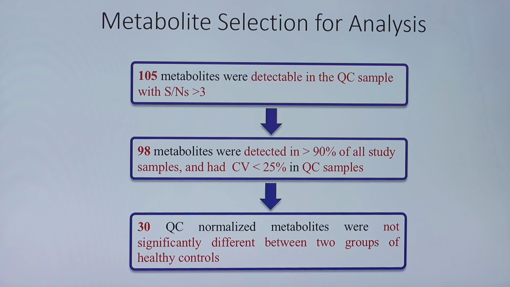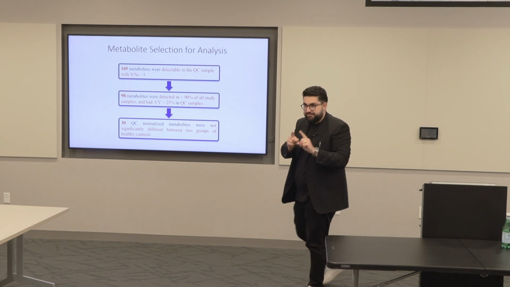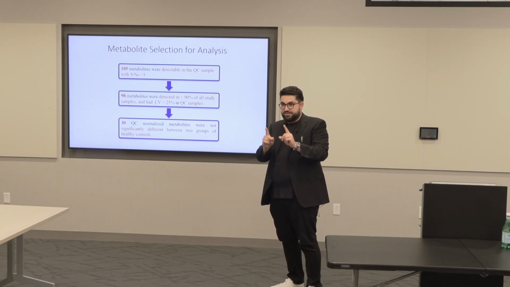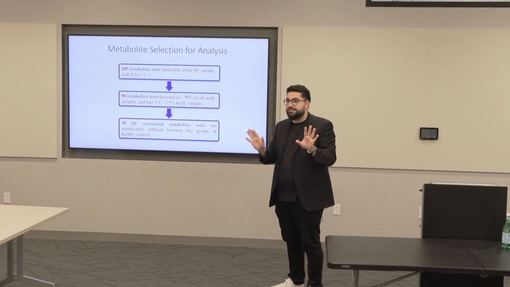So we ran this big screen. We had 105 metabolites that were detected in our quality control sample with a signal-to-noise ratio of 3. 98% of those metabolites were detected in about 90% of all samples and had a coefficient of variation less than 25% in QC samples. And then 30 QC normalized metabolites were not significantly different between the two healthy control groups. So of all of the metabolites we monitored, only 30 of them were not significantly different between the control groups. Only 30 of them, okay?